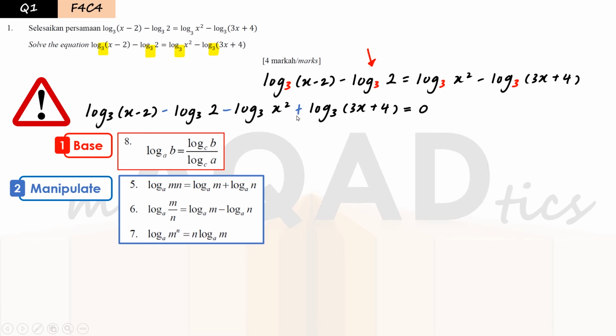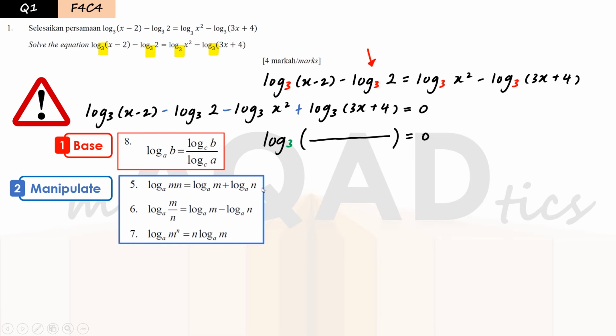Now we see that all of these logs are on the same side, so we can simplify them by combining them into one simple log. How do we do that? The things which are separating these logs are the minus here and the plus here. So let's go to the formulas to see whether there is plus or minus.